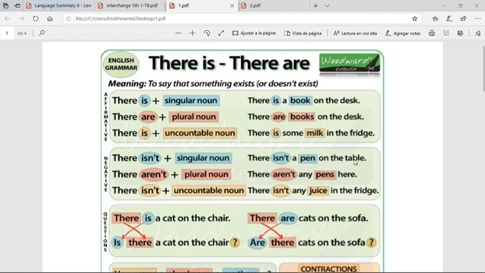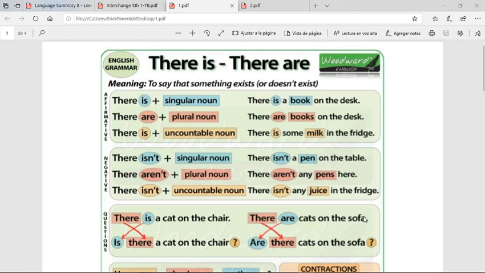There isn't a pen on the table. There aren't any pens on here. There isn't any juice in the fridge, okay? Very good. And that was affirmative and negative. Now for questions, we just need to change the order. There is a cat on the chair. Is there a cat on the chair? Always put in the interrogation mark. If you don't write the interrogation mark, then it's not a question.